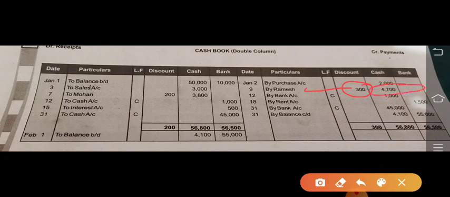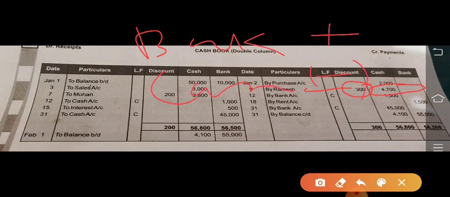That's it. Next point we have is deposited cash into bank. Now here what is happening? We have deposited into bank. So bank got increased and cash got decreased. That means cash needs to be credited and bank needs to be debited.